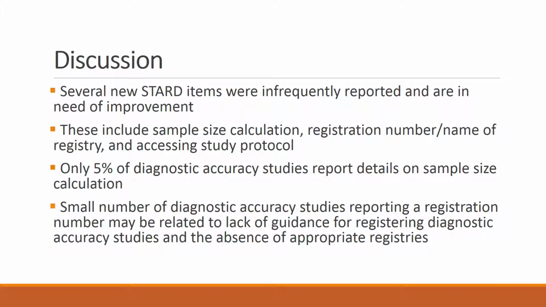Several new STARD items were infrequently reported and are in need of improvement. These include sample size calculation, registration number and name of registry, and accessing study protocol. Only 5% of diagnostic accuracy studies report details on sample size calculation. A small number of diagnostic accuracy studies reporting a registration number may be related to the lack of guidance for registering diagnostic accuracy studies and the absence of appropriate registries.